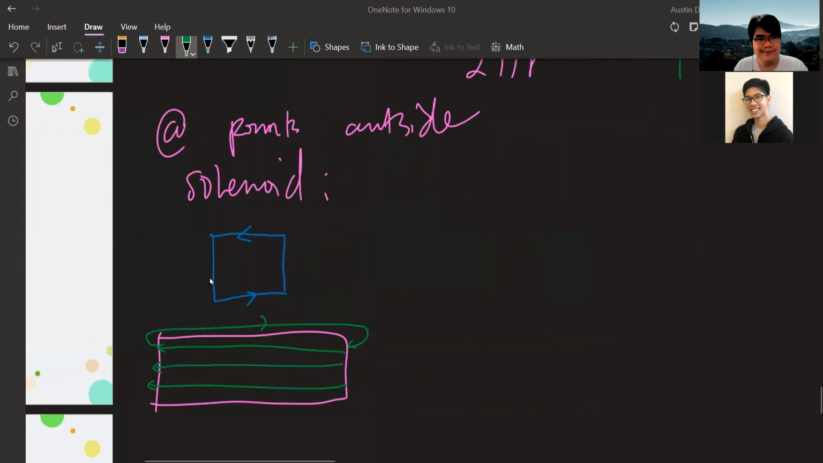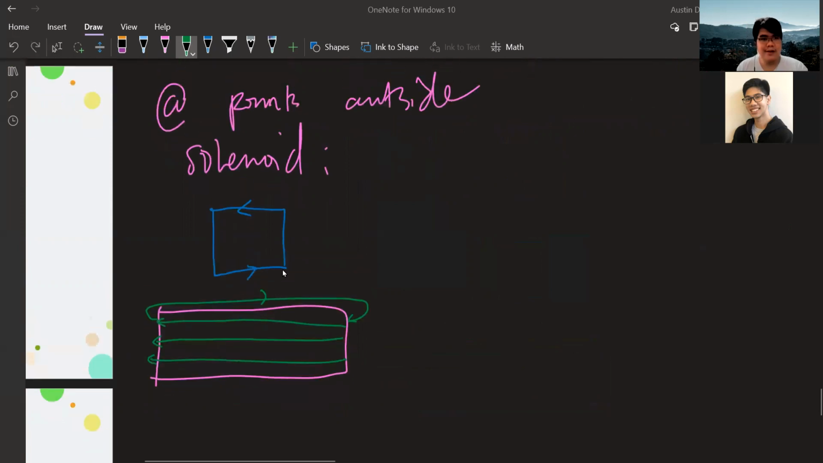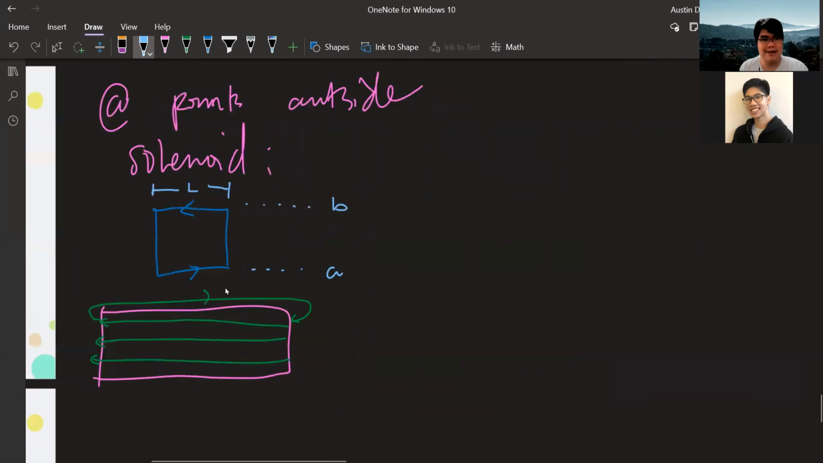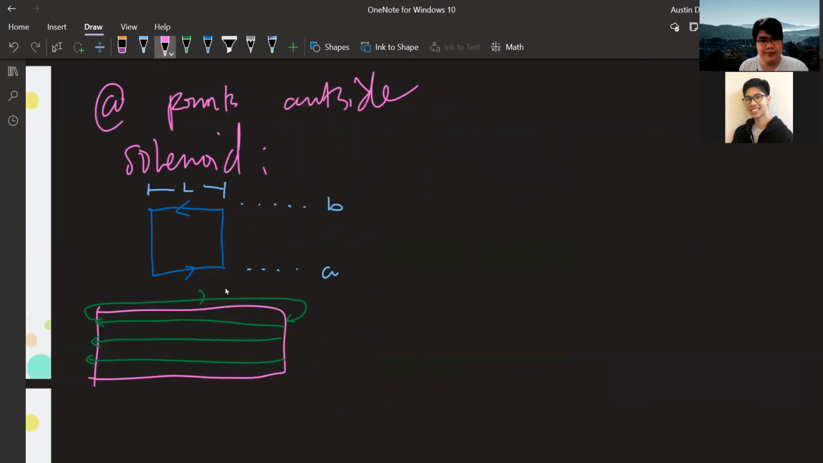Then, let's try to do the Amperian loop just like here. Okay, so for this Amperian loop, lagyan natin ng, this is at point A, this is at point B. And then let's have this guy's length to be L. Lagyan lang natin dimensions para hindi tayo lost in life. Okay, so doing this Amperian loop, I have here B times L minus B times L.